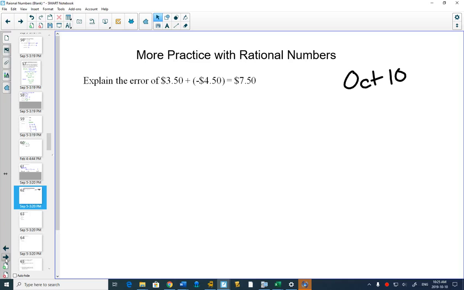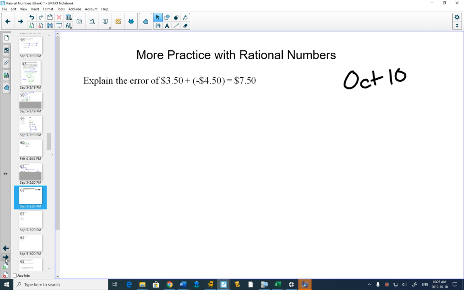Starts off with explain the error. 350 plus 450. Got 750. Oh, it's 350 plus negative 450. There's lots of errors here. It looks like maybe they forgot the negative and maybe tried to add instead. Right? But they should get a negative 1.